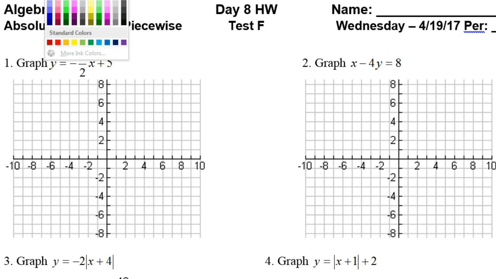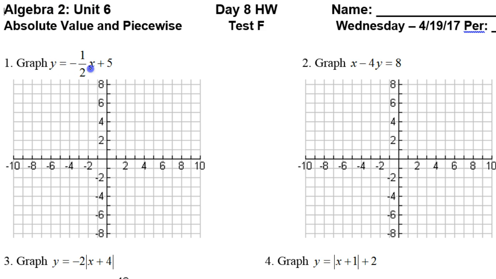All right, as I was saying, this first one is in slope-intercept form. Think y equals mx plus b. In this form, the easiest thing to do to graph it is look at the b value, which is the y-intercept. So that's 5, so start there. And then you've got your slope, -1/2.